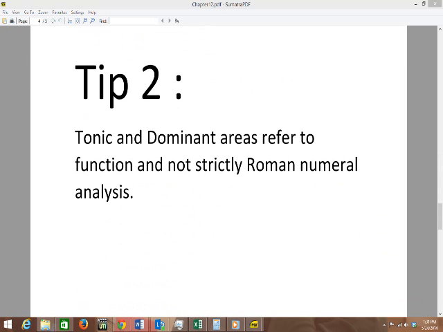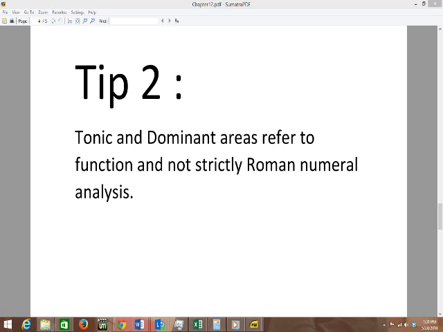Tip 2. Tonic and dominant areas refer to function and not strictly Roman numeral analysis. This chapter introduces the concepts of tonic area and dominant area. These are the same terms used for scale degree names, but we are referring to something different now. Tonic area, dominant area, and later we'll learn about predominant area, refer to how a section of music harmonically functions.